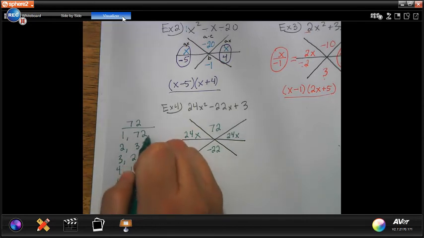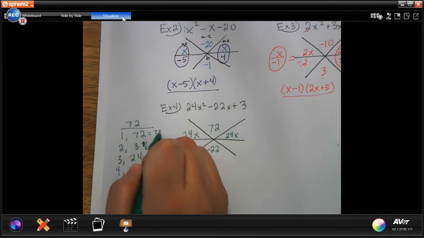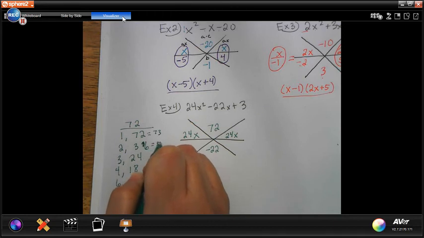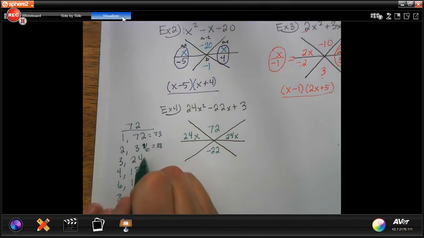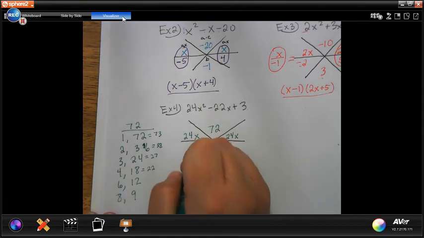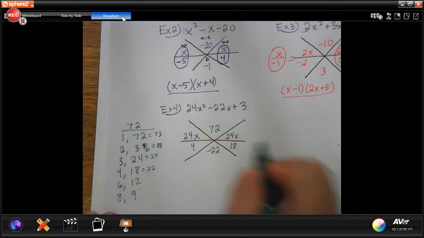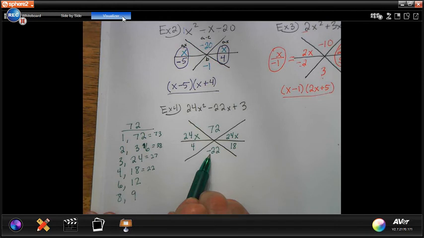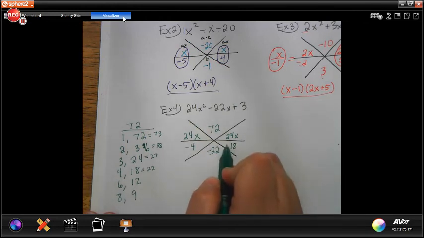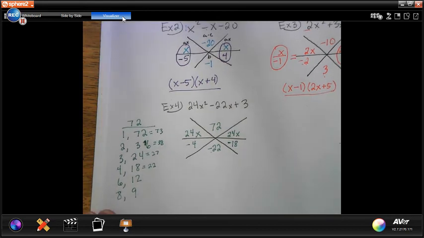So we need ones that will add to 22. If we look at these, they add to 73. These add to 38. These add to 27. These add to 22. That's what we need, 22. 4 and 18. But it makes a negative 22. The only way 4 and 18 can make a negative 22 is if they're both negative. So now we have to look at our parentheses.